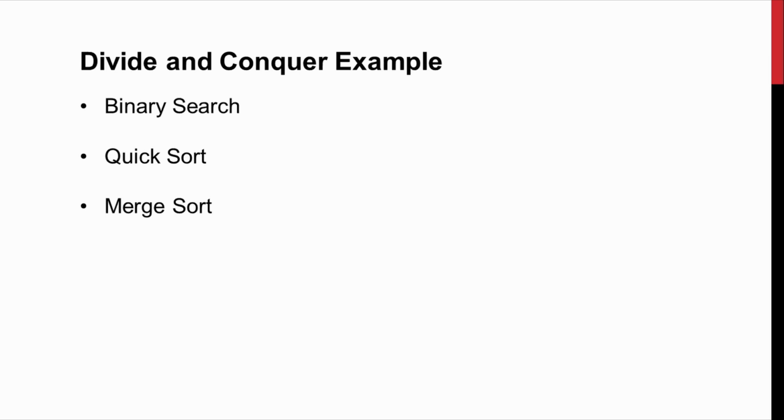Second is quicksort. It's a sorting algorithm. The algorithm picks a pivot element and rearranges the array elements in such a way that all elements smaller than the picked pivot element move to the left side of the pivot and all greater elements move to the right side. Finally, the algorithm recursively sorts the sub-arrays on the left and right of the pivot element.